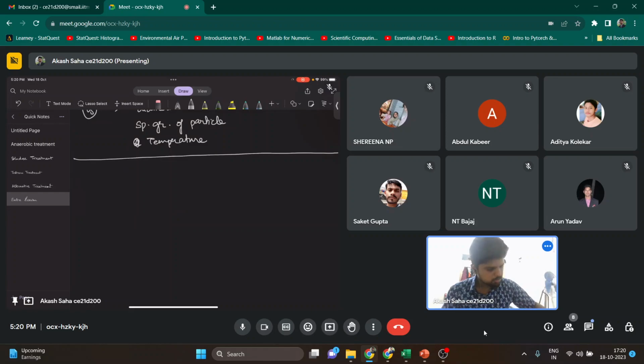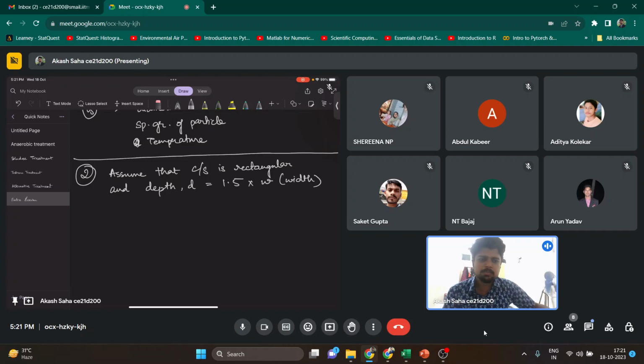Okay. So in this problem, first we will assume that the cross section is rectangular, and the depth d is equal to 1.5 times the width. So this is my basic assumption, that I will make it a rectangular channel and my depth will be 1.5 times the width.